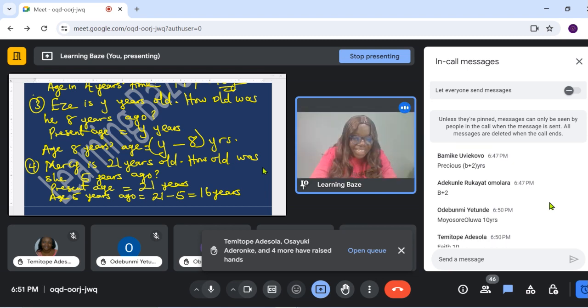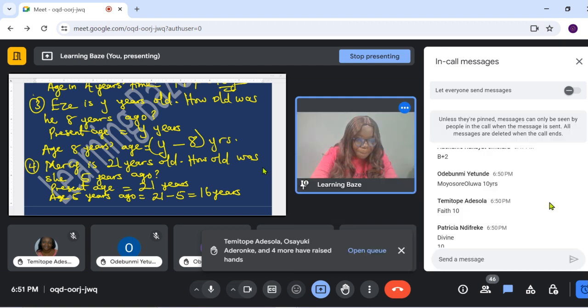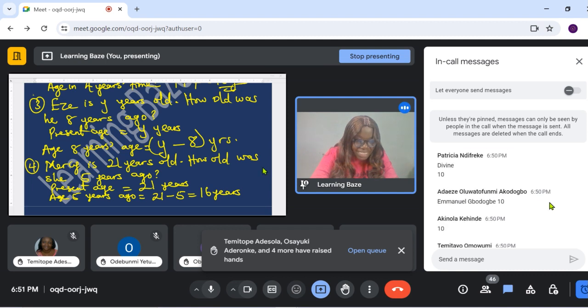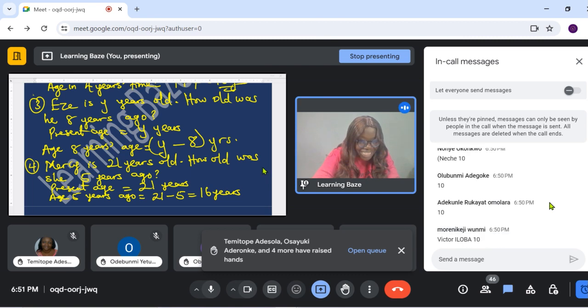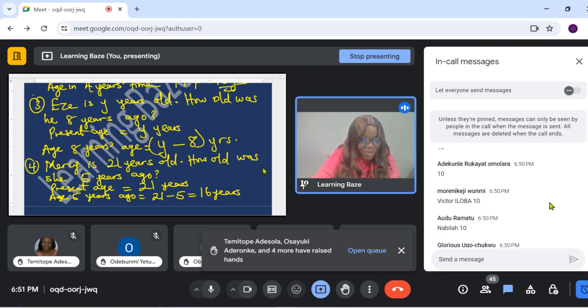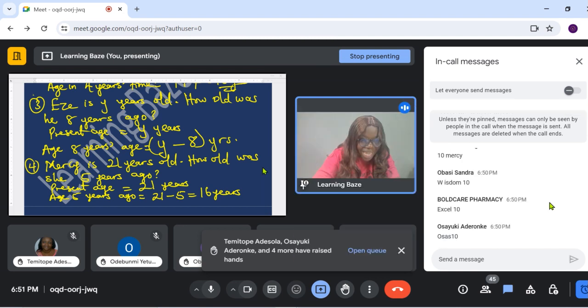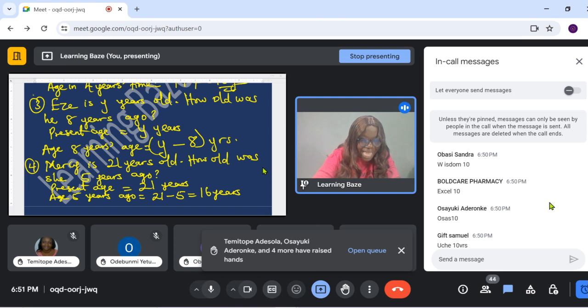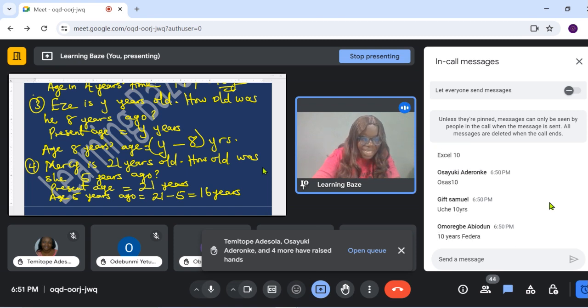Okay, so how old was she 5 years ago? That's correct. Moyosori Oluwa, correct. Faith, correct. Divine, correct. Emmanuel, correct. Akinola Kehinde, correct. Temitayo Omonwunmi, correct. Eric, correct. TJ Olad, correct. Neche, correct. Olubunmi Adegoke, Adekunle Rukayat, correct. Victor Iloba, correct. Nebila, correct. Glow, correct. Desmond, correct. Mercy, correct. Wisdom, correct. Excel, correct. Osas, correct. Uche, correct. Fedora, correct.